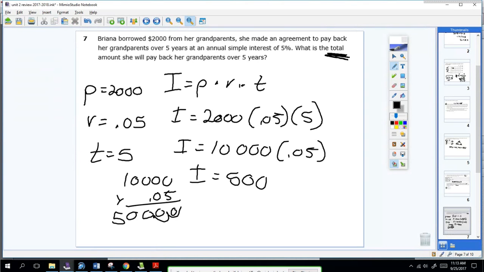Well, that's not what it's asking for. It's asking for the total amount. So I have to pay back the total amount plus interest. So I'm going to take my principal, my $2,000, and I'm going to add $500 to that. So the total amount I have to pay back my grandparents is $2,500.